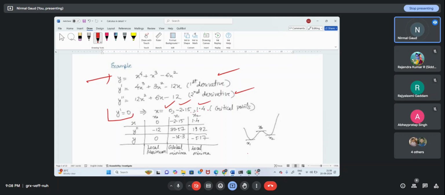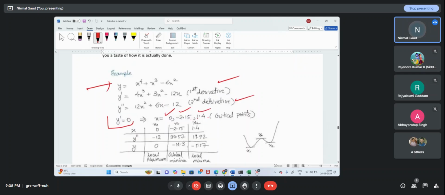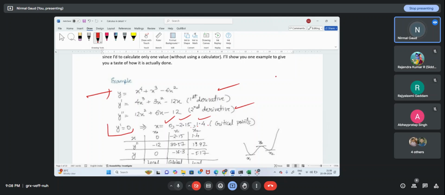All right, so one is 0, one is minus 2.5, one is 1.4. Let us suppose this is 0, this is minus 2.15, and this is 1.4. Here is how your curve is made. At these 3 points the differentiation is 0.